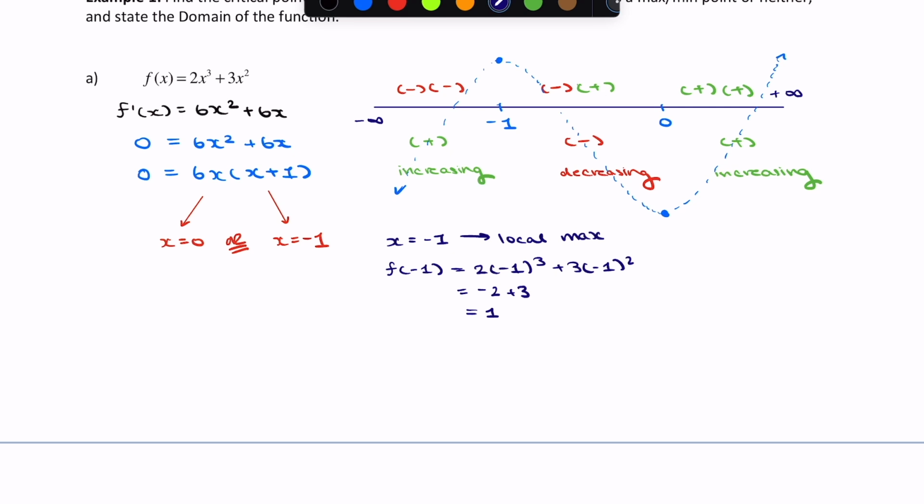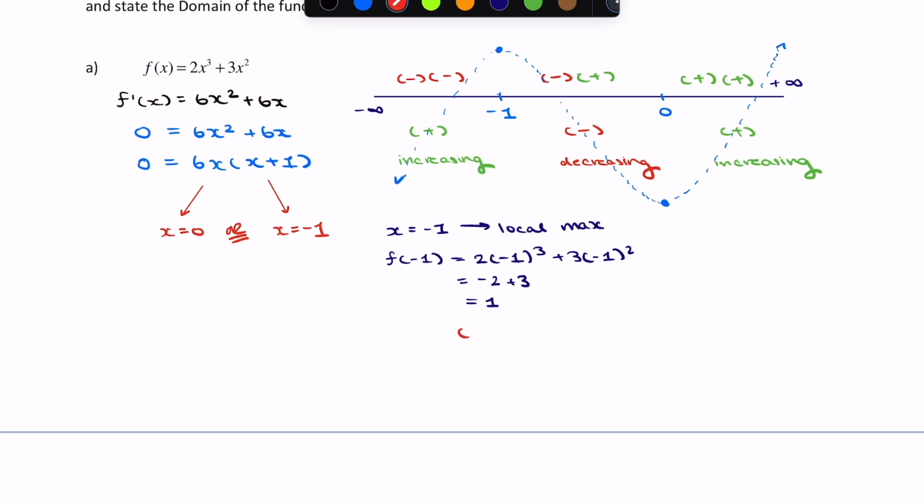So our local max here is at -1 and 1. And we also have a local min at x is equal to 0. At x is equal to 0, we have our local minimum. And so here, if we sub in f of 0, again, that's going to be equal to 0. And so our local min is at 0 and 0 here as well.